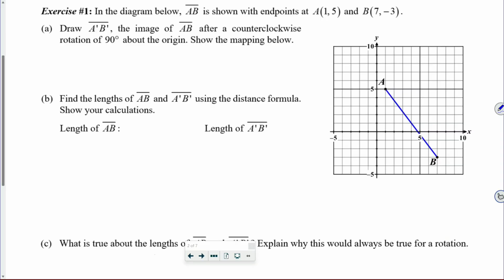In the diagram below, segment AB is shown with endpoints at A (1, 5) and B (7, -3). Letter A. Draw segment A'B', the image of segment AB, after a counterclockwise rotation of 90 degrees about the origin. Show the mapping below.